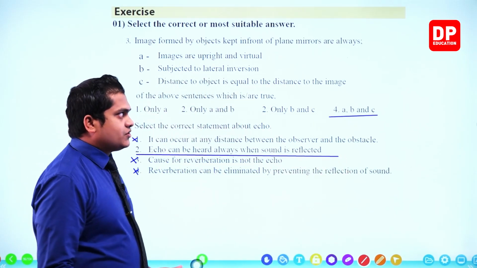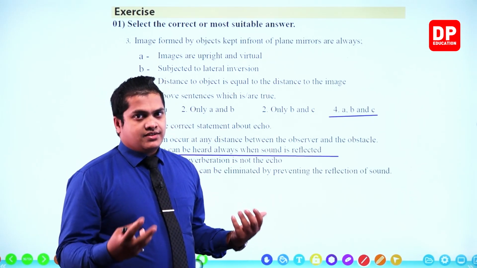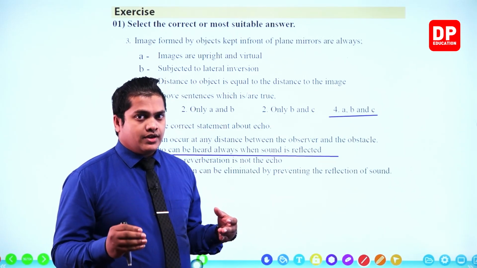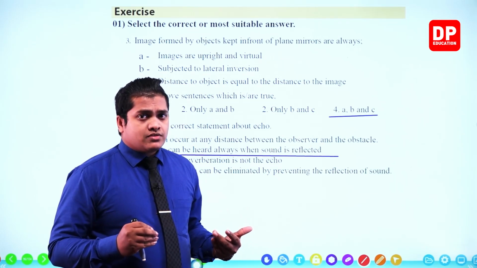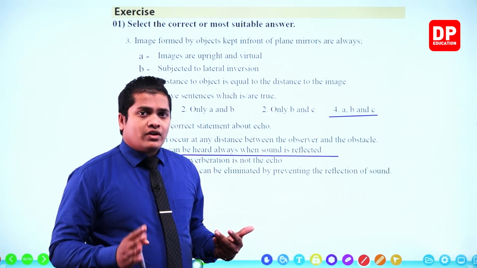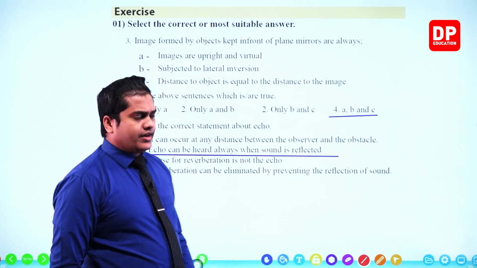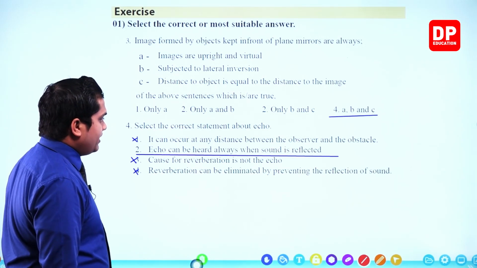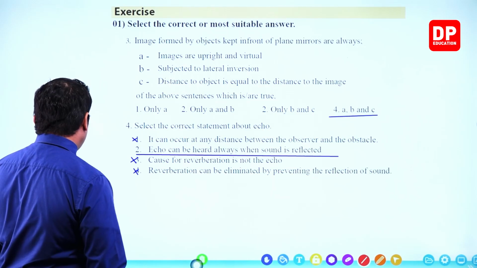It's quite obvious, no? The echoing can always be heard when there is a reflection of sound. In order to hear the echo, the sound should reflect and come to us. If there is no reflection of sound, then we won't be able to hear the echo. So the correct statement would be, echo can be heard always when sound is reflected. This is the true statement.